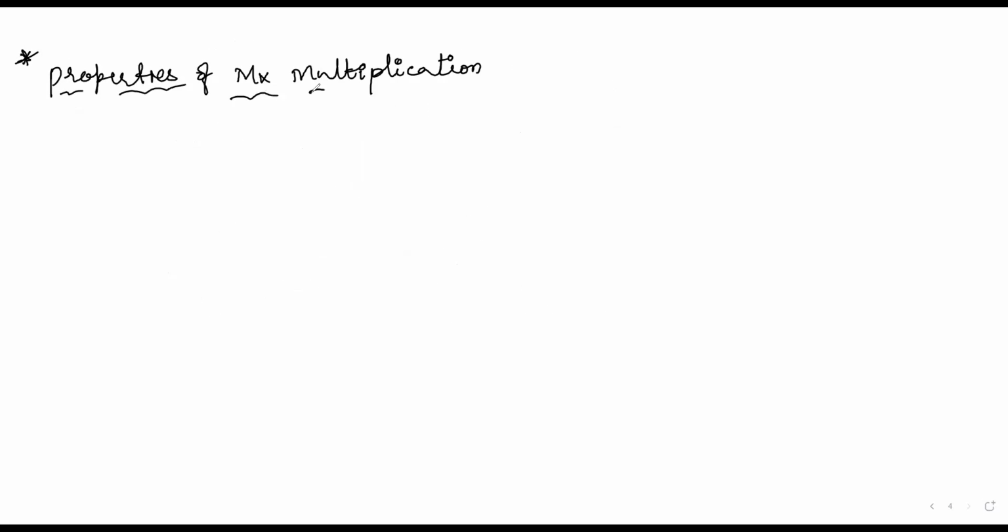Properties of matrix multiplication. First of all, AB is not equal to BA in general. In general means there can be a few specific cases where it holds, but if A equal to B, I'm telling a few examples.